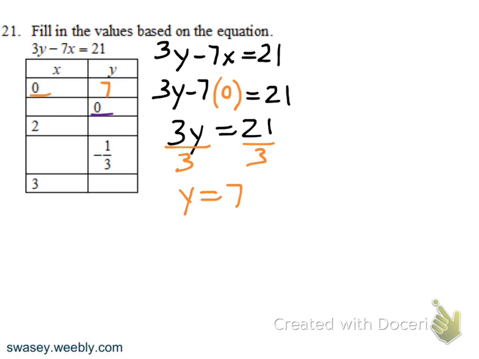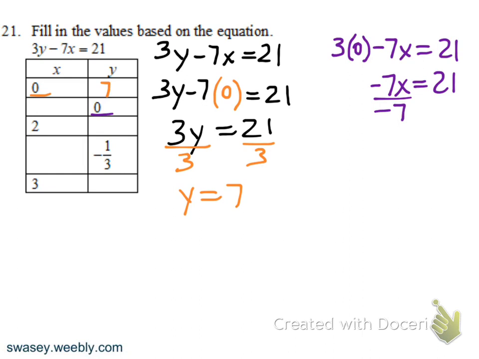Next one, y is 0. So put 3 times 0 minus 7 times x equal to 21. 3 times 0 is 0. 0 minus 7x is negative 7x. Divide by negative 7 and you get negative 3.